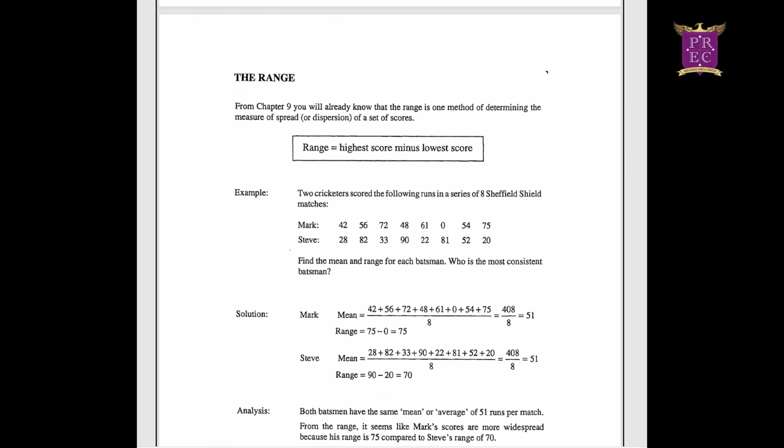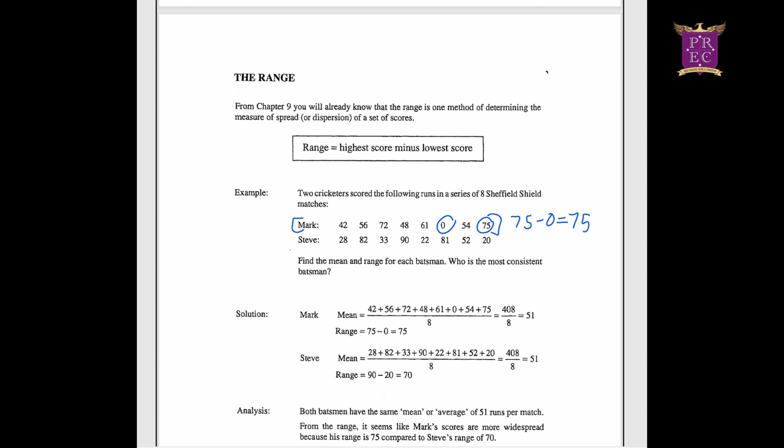Let's have a look at range. Range is something that will be examinable. And you've already talked about range in chapter 9 when we did the video for chapter 9. Okay, so with the range, what we do is we take the highest score and take away the lowest score. Okay, let's have a look at these sets of scores here. What's the highest score here? It will be 75, and the lowest one 0. So the range will be 75 minus 0, which gives us 75.